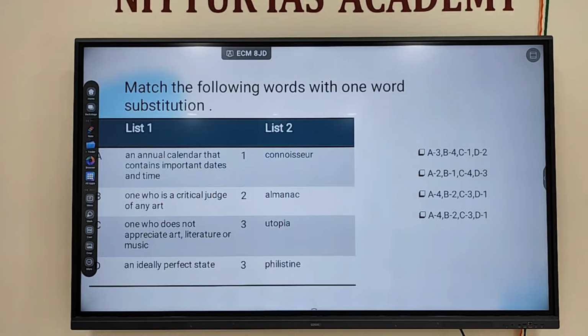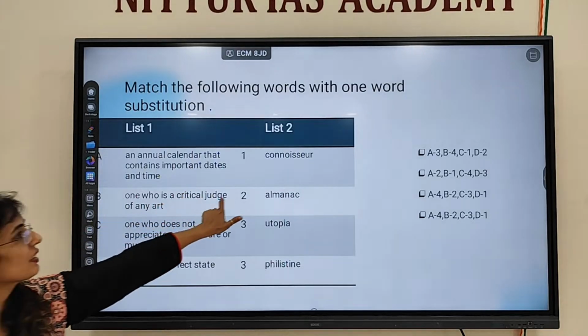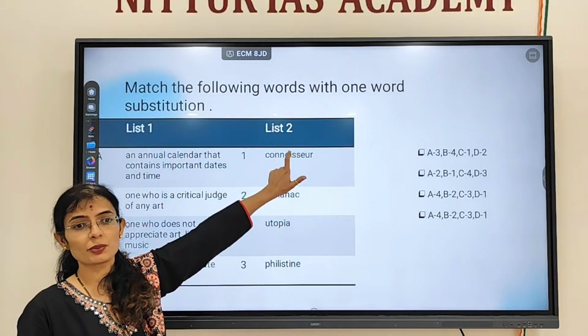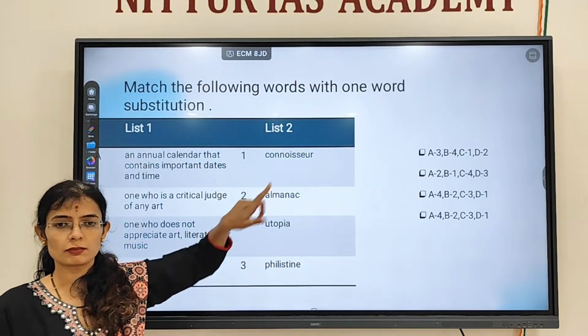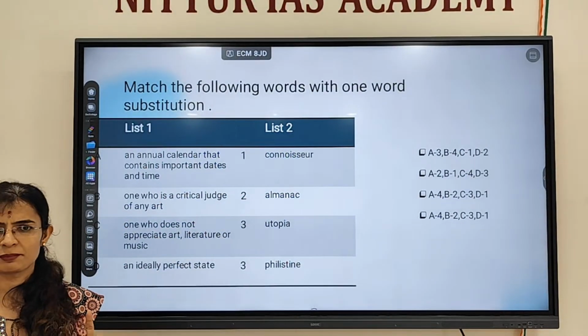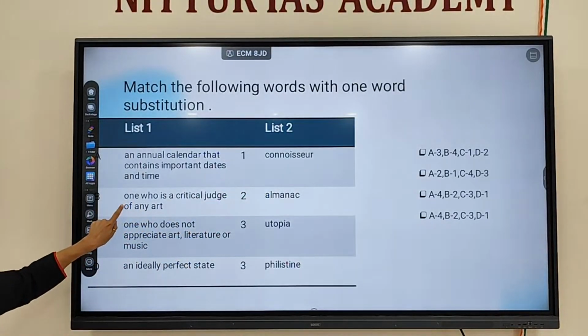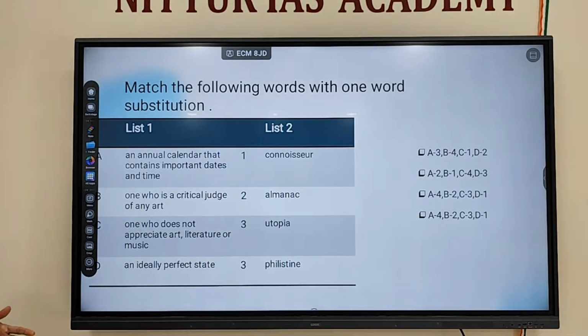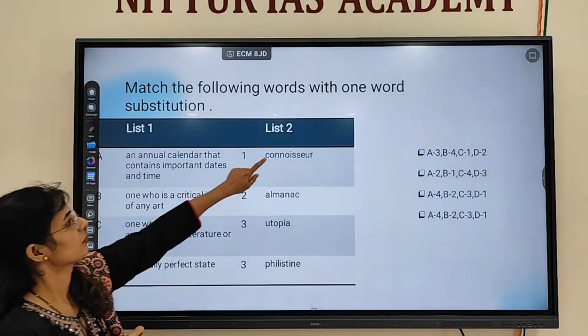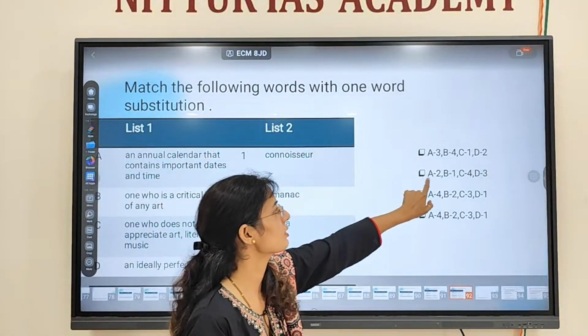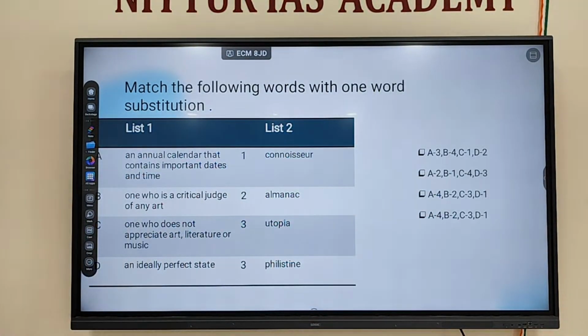The one who is a critical judge of any art. We did have this word in a sentence. Do you remember? We did see this word, no? Appropriate use of the words before you came. Person with good taste. So B will go with 1, and I told you to make a note of the new words. You've already made a note, but you don't remember. Critical judge, connoisseur. Based on this, option B is the correct answer.